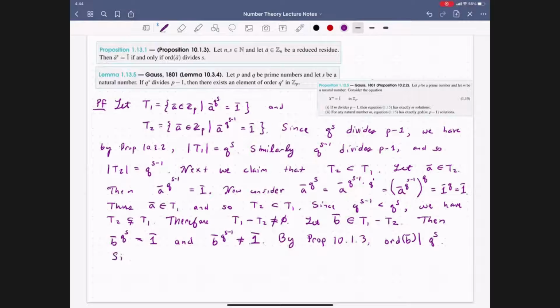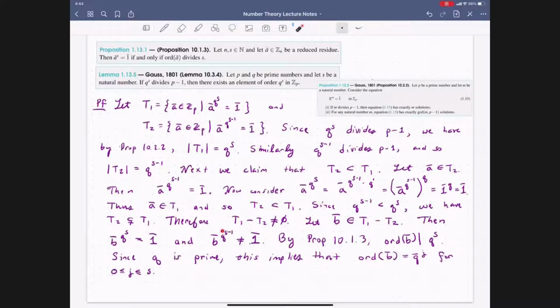And so since q is prime, this divisibility tells us that the order of B bar is equal to q to the j, for j having the following inequality: we can go from 0 less than or equal to j all the way to s. And so here's where we are now going to use that we have that B bar to the q to the s minus 1 is not equal to 1 bar.